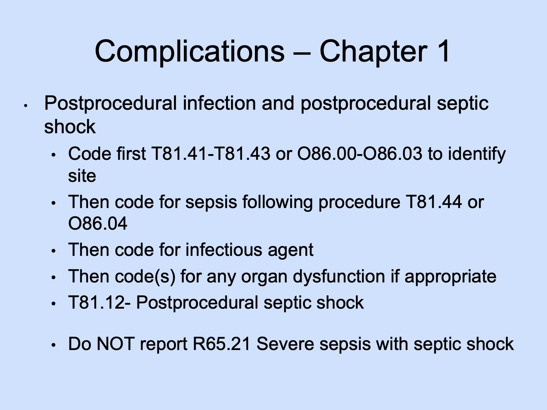The difference is that for T81.12, it says do not code R65.21, severe sepsis with septic shock, because you've already got that with this code, and doing the R65.21 would be redundant, repetitive, and we don't want to code the same information twice, right? That would be silly, and that would take up space that you may need for something else.